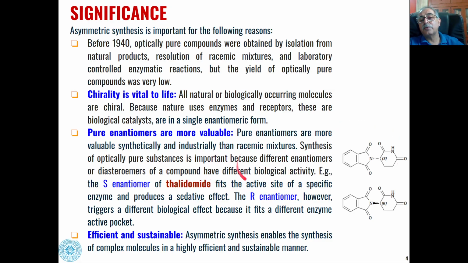Similarly, in the case of non-steroidal anti-inflammatory agents, NSAIDs, which are used as anti-inflammatory agents, there also we have seen that only one of the enantiomers has the specific anti-inflammatory activity, whereas the other enantiomer does not have that activity. Then the significance again is that it is efficient and sustainable. This enables the synthesis of complex molecules very efficiently and in a sustainable manner.